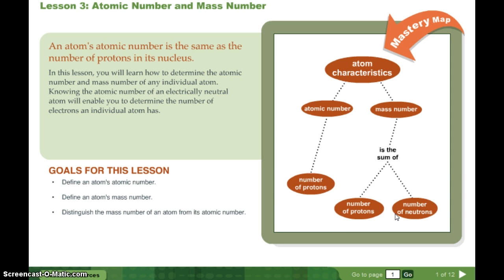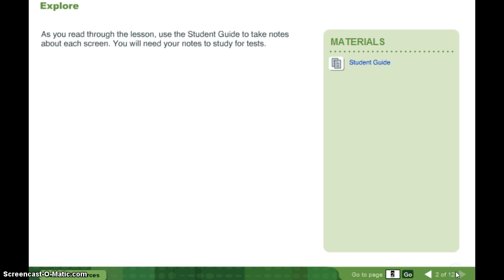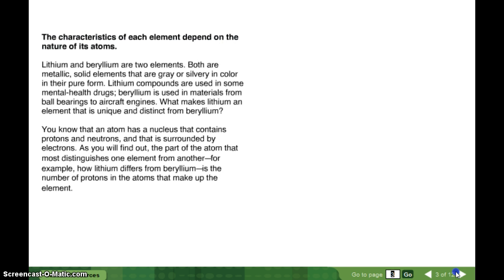Knowing the atomic number of an electrically neutral atom will enable you to determine the number of electrons an individual atom has. So remember, if it's electrically neutral, that means the number of protons and the number of electrons are the same. Goals for this lesson: define an atom's atomic number, define an atom's mass number, distinguish the mass number of an atom from its atomic number. You can download the study guide.